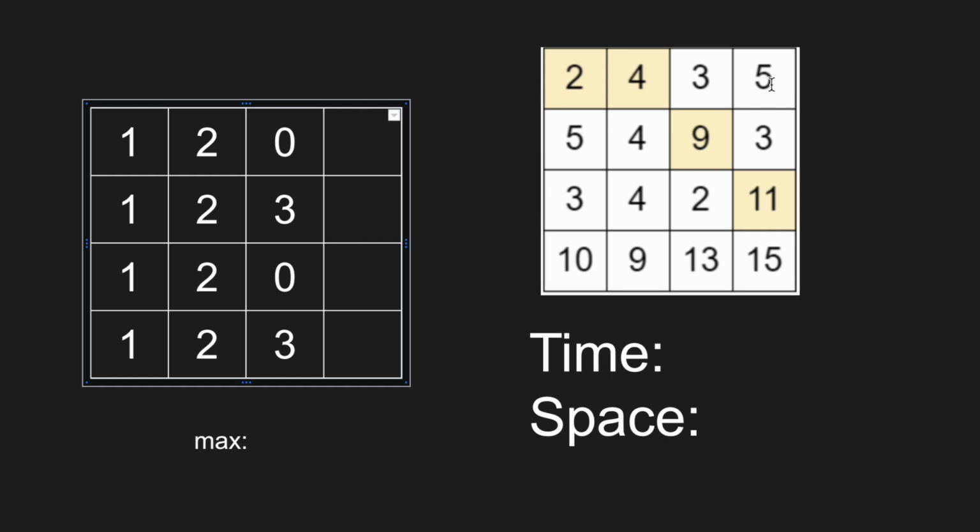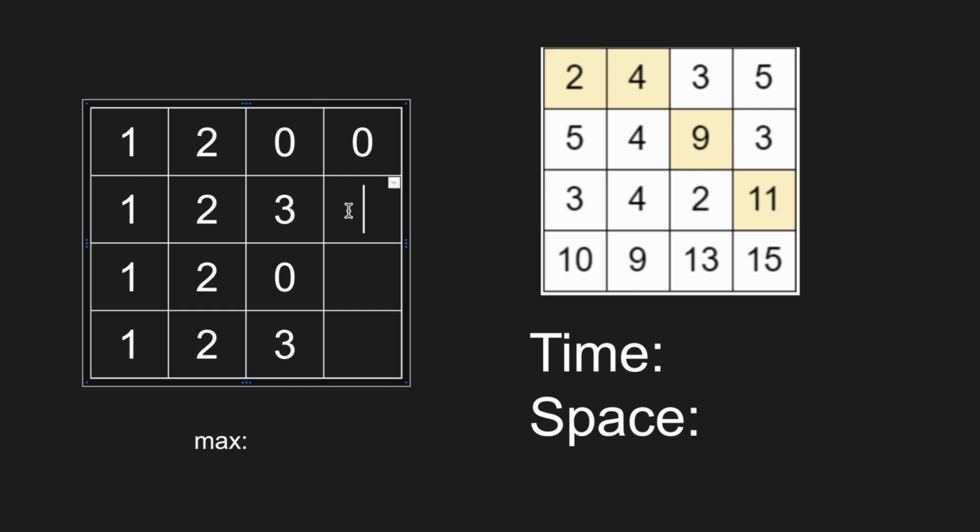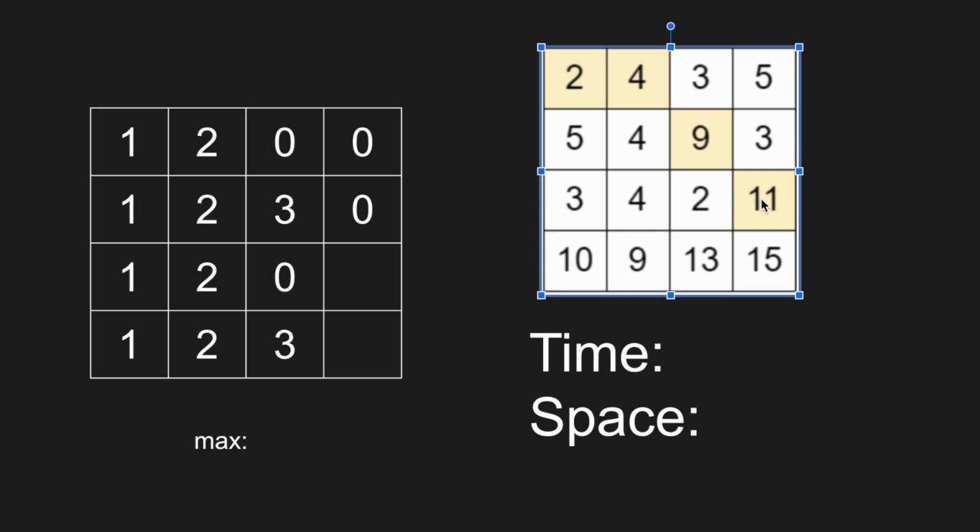Now let's look at 5. Is there a path to 5? There is a path to 5 from 3, but 3 has a value of 0. And meaning there's no path to 3. So there is no path to 5. So we put a 0 over here. Is there a path to 3? No, there is no path to 3. So we will put a 0. Is there a path to 11? Yes, and it comes from 9. So we can put it to 4.